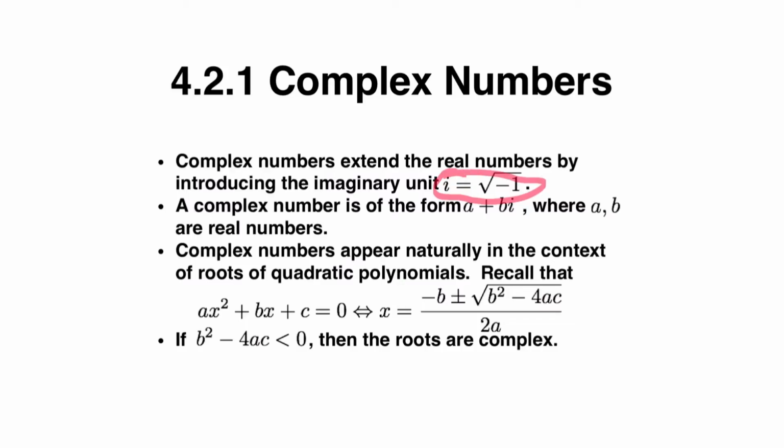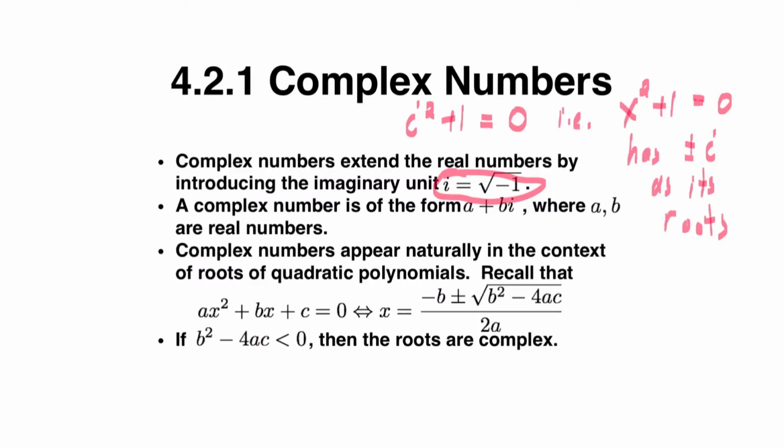Why would we do this? Well, the point is that i squared plus 1 is equal to 0. If I set i equal to the square root of -1, then i squared plus 1 equals 0. In other words, x squared plus 1 equals 0 has plus and minus i as its roots.